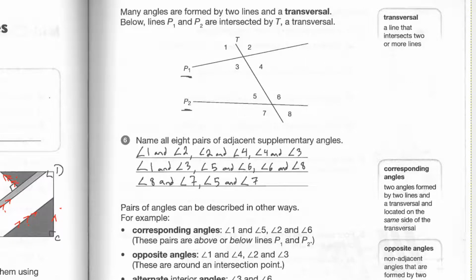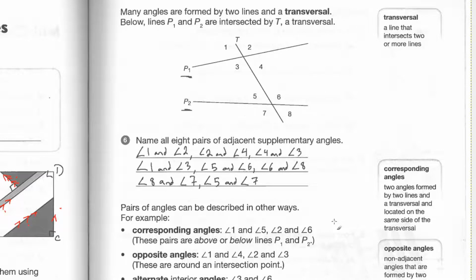So what that means is, if I look at this one, a corresponding angle to number 1 is going to be the one that's in the same position over on this side, 1 and 5. 2 is going to correspond to 6, 3 is going to correspond to 7, and 4 is going to correspond to 8.